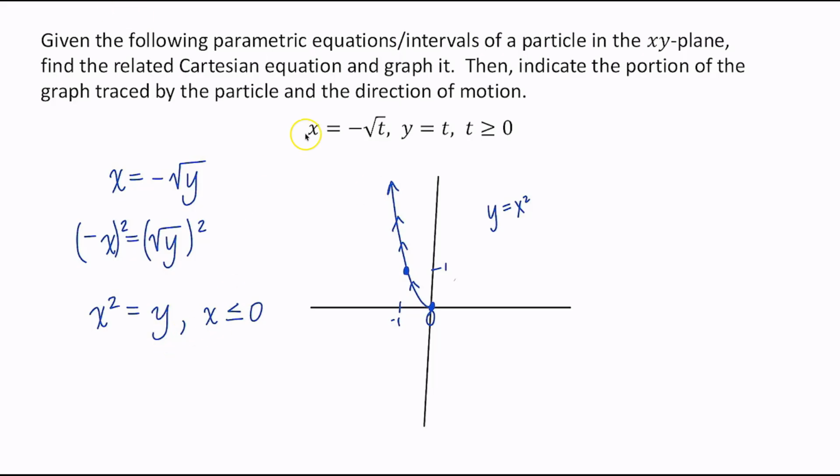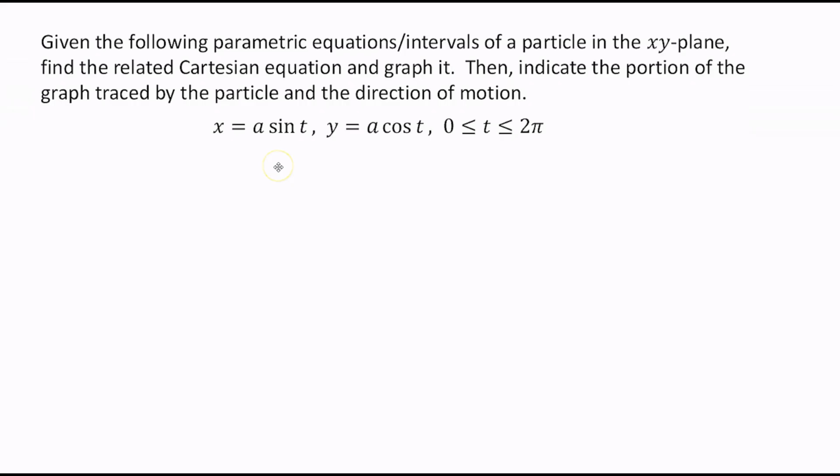So we answered all parts of the question. We found the Cartesian equation. It did have a restriction now on x. We graphed it. We indicated the portion traced by the particle, and then the direction of motion. We're going to follow that same set of instructions, but this time I have x equals a sine t, y equals a cosine t for t values between 0 and 2 pi, including the endpoints.